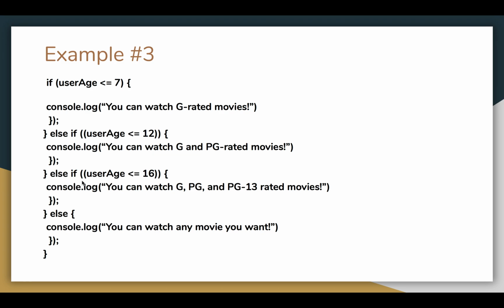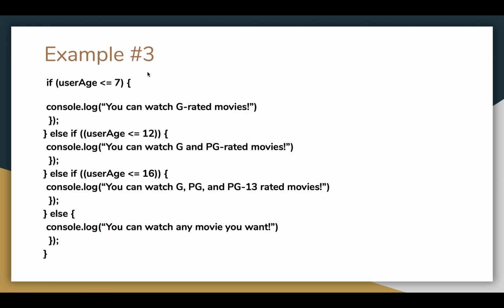So else if the user age is less than or equal to 16, then you can watch G, PG, and PG-13 rated movies. And then here, else, if all of these prove to be false, then those portions of code can't show up, so it'll just result in this: you can watch any movie you want.